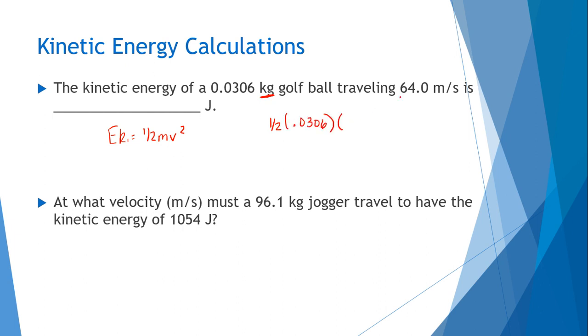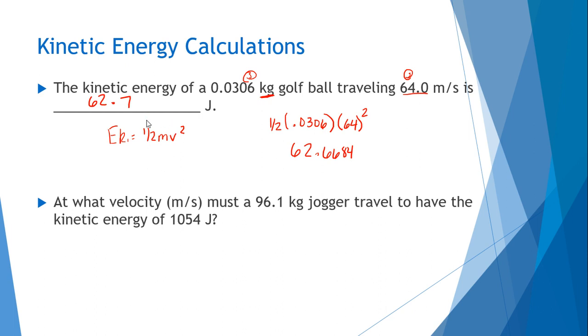0.0306. My velocity is already in the correct unit, so I can plug in 64 and square it. Make sure you do your order of operations first. You want to square the 64 and then you can multiply across. Or you can plug it into your calculator in one go and you get approximately 62.6684. Now this one has 3 sig figs, this one has 3 sig figs, so my answer, 62.7, should have 3 sig figs as well.